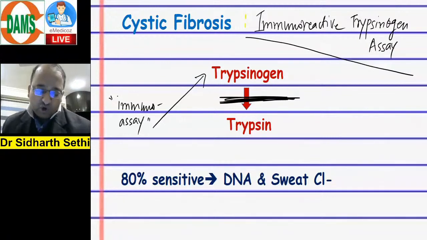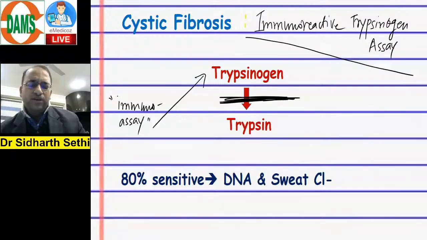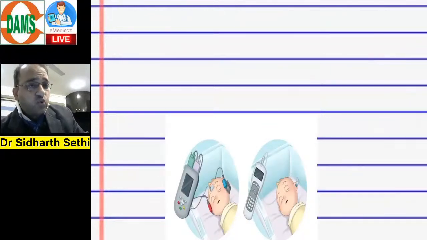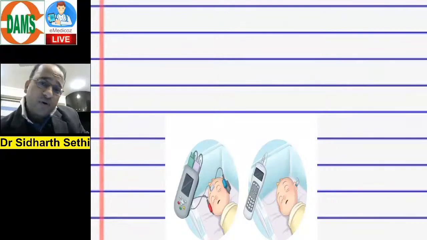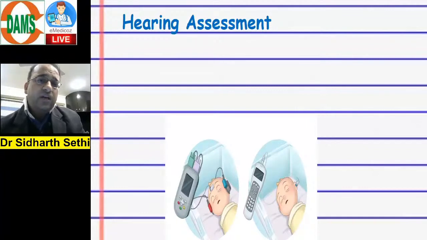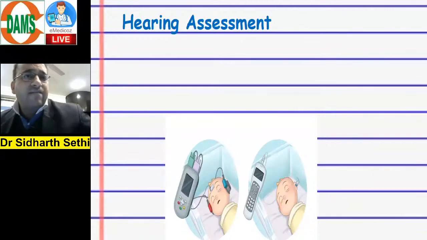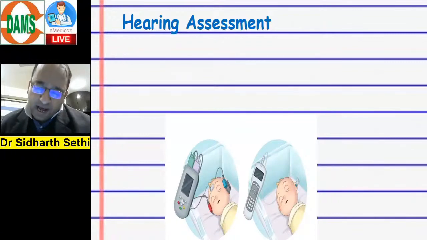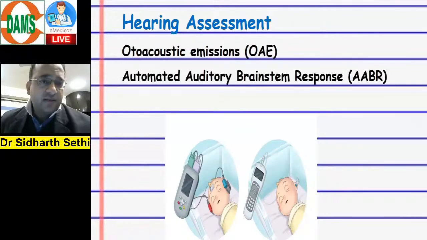So is it all about blood tests? No, there are many other tests which we do in a newborn even without a blood test. You forgot about hearing. Of course we do hearing assessment in every baby of the world. When we discharge the baby, we do hearing assessment. I will not take you to ENT, but I'll just tell you that we have two tests for hearing assessment in a newborn.